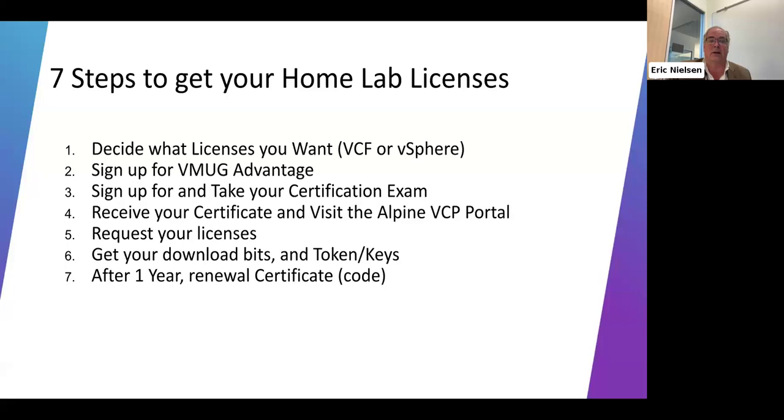So here's what I'm going to cover today: 7 steps to get your home lab licenses. I'll probably go through the first 3 very quickly because you probably already know how to do this. The next ones are receive your certificates through the Alpine portal, request your licenses, get your download bits or VCF 9 tokens, and after a year, renew your certification. Those are things that are new that no one has done because we haven't released it. We're planning on releasing all of this at the end of the year.